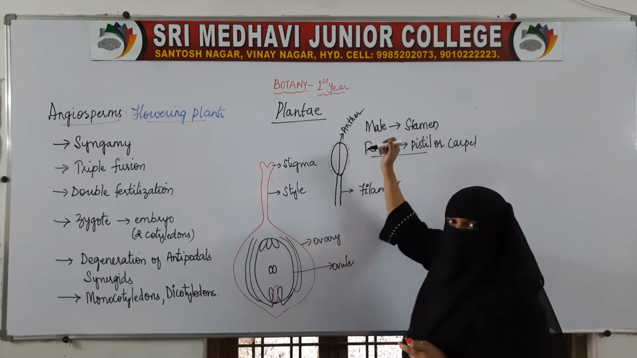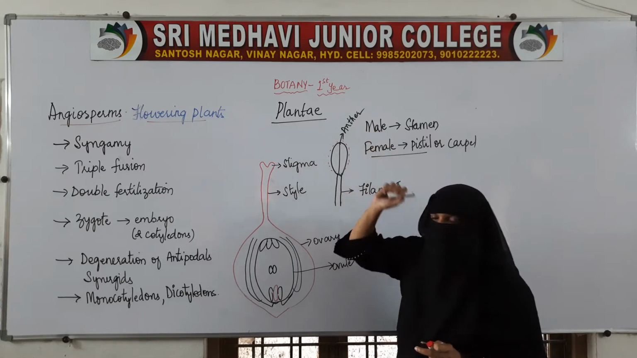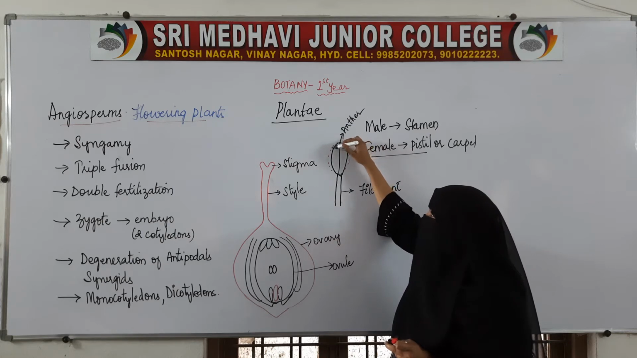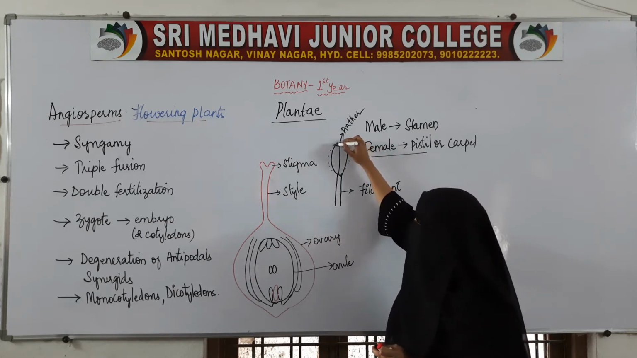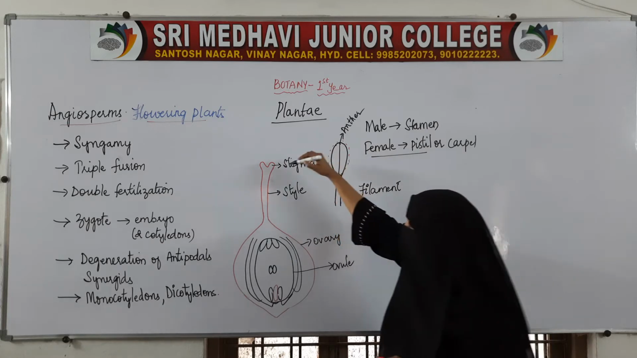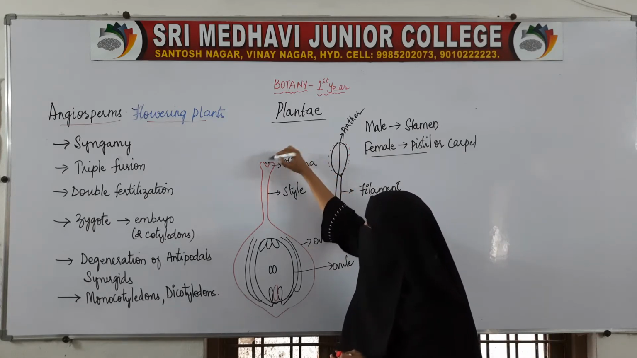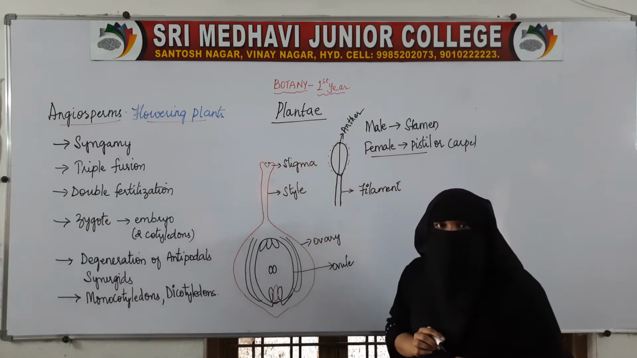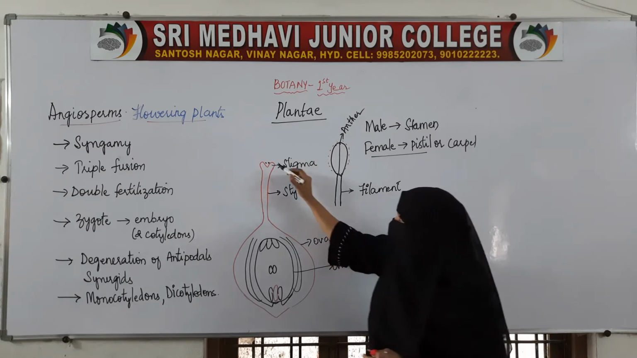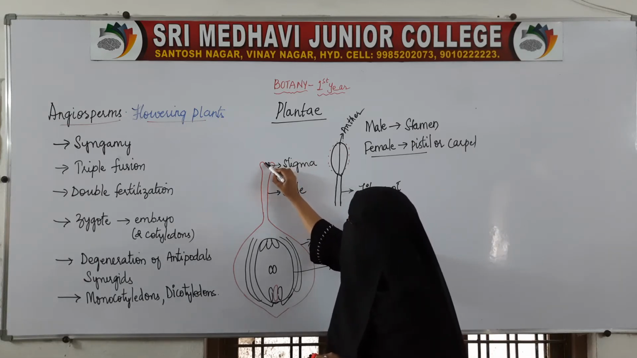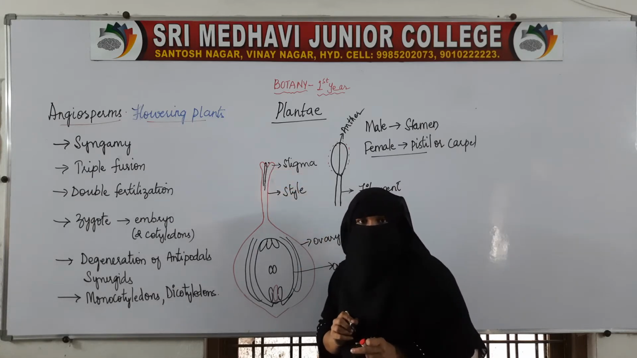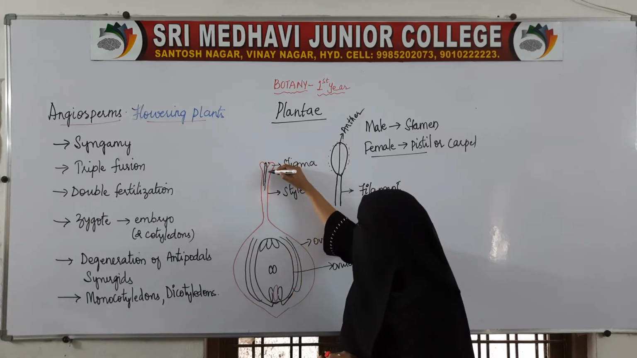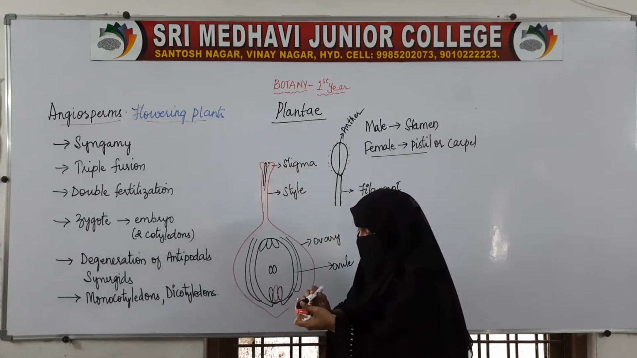Here we have seen pollination, how pollination takes place, that is, dispersal of pollen grains from anthers to stigma. These pollen grains will come and fall on the stigma. As soon as they fall on the stigma, the pollen grains will develop a pollen tube, and inside it two male gametes will be present.